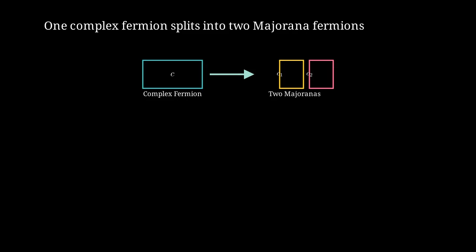Visually, one complex fermion box splits into two Majorana boxes. This splitting is at the heart of why we can spatially separate them in a nanowire. Majorana operators obey special anti-commutation relations that distinguish them from ordinary fermions. The anti-commutator of Majorana operators, Ci and Cj, equals 2 times the Kronecker delta ij. This differs from the usual fermion algebra. For comparison, complex fermions satisfy the anticommutator of C and C dagger equals 1. The factor of 2 for Majoranas reflects their self-conjugate nature.